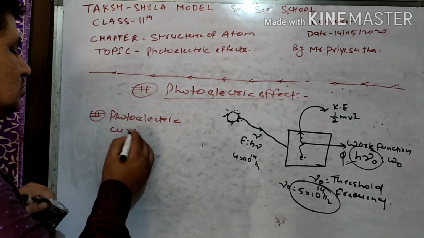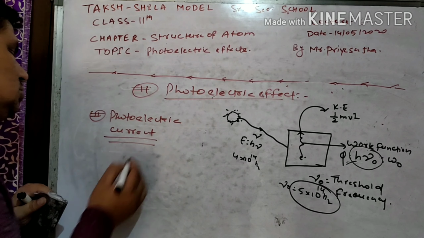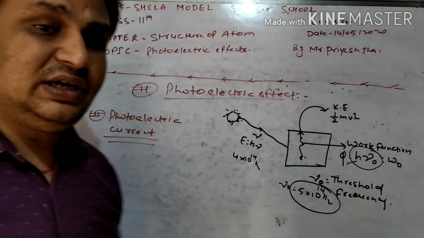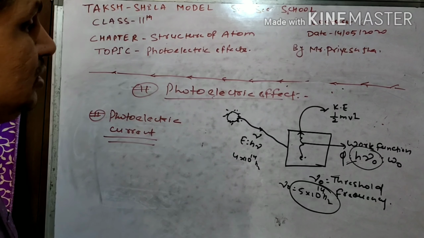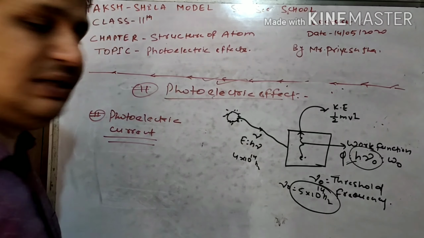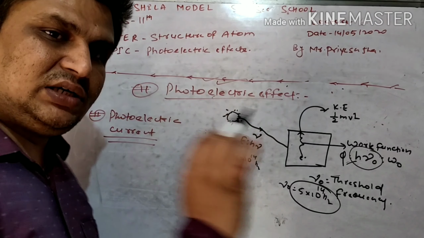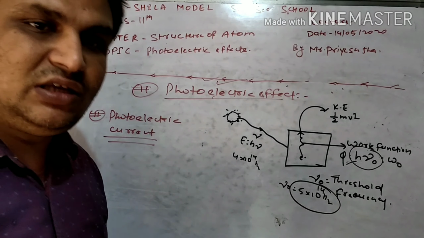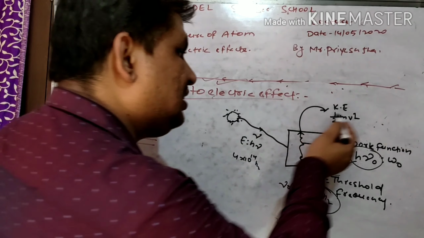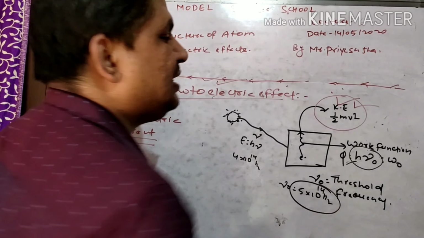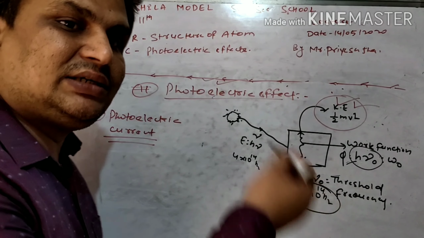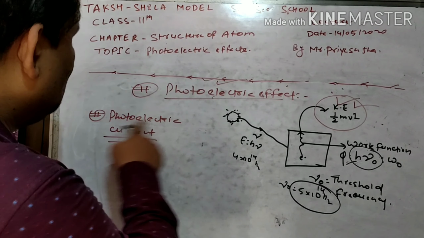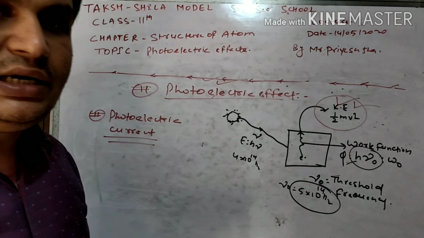Okay, and the next one is photoelectric current. So what is photoelectric current? Photoelectric current is the current in the photoelectric effect. Generally, the photoelectric effect is the process of emission of electrons from any surface, and when these electrons move with kinetic energy K, they have energy, and this energy is converted into electrical energy known as photoelectric current.